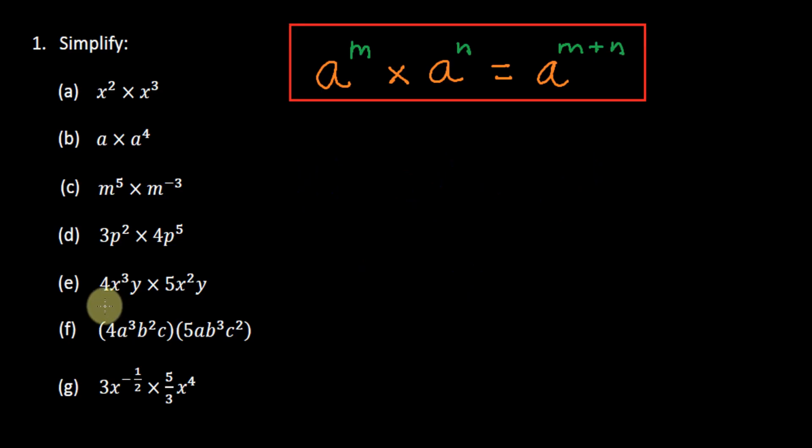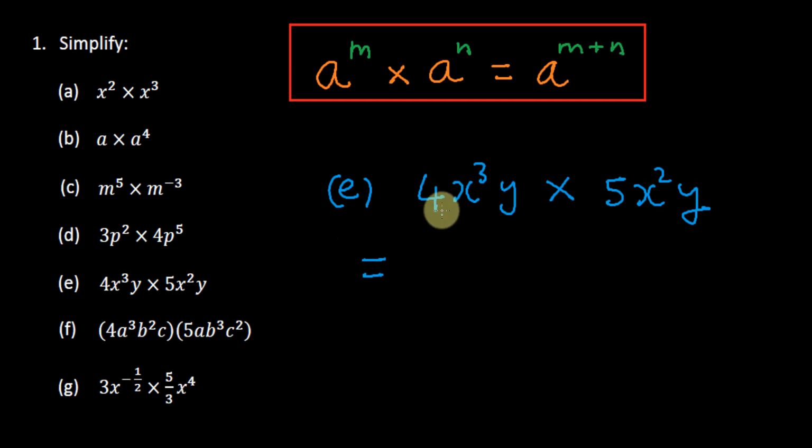In e, we have 4x cubed y times 5x squared y. So we can multiply the numbers. So 4 times 5 is 20. When we multiply the x's, we can add the powers. So x to the power 3 plus 2, in other words, x to the power 5. The same with the y's, so we can add the powers when we multiply. And important to note that the y's have a power of 1 that we don't write. So it's going to be y to the 1 plus 1, which is y squared.